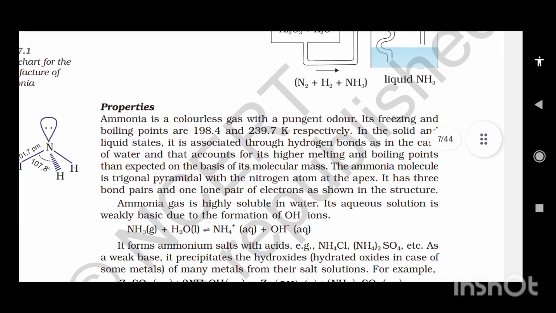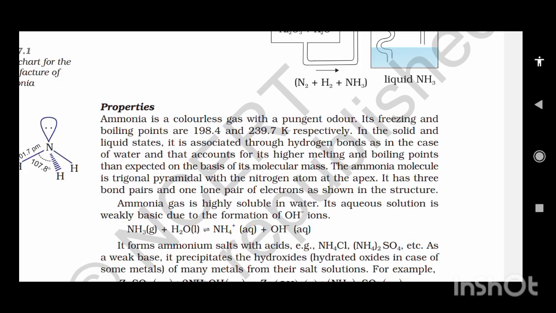Properties. Ammonia is a colorless gas with a pungent odor. Its freezing and boiling points are 198.4 and 293.7 Kelvin respectively. In the solid and liquid states, it is associated through hydrogen bonds as in the case of water, and that accounts for its higher melting and boiling points than expected on the basis of its molecular mass.